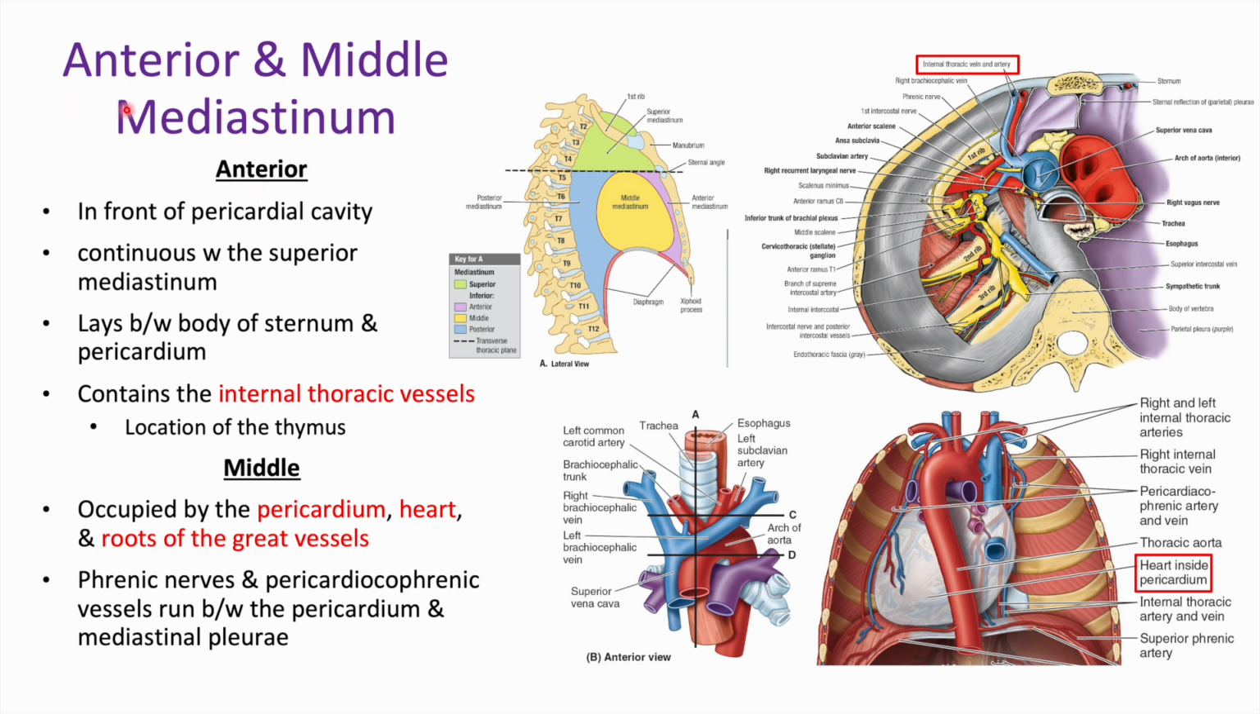Next, let's look at the anterior and middle mediastinum. Anterior is going to be purple here. Middle is going to be the yellow. Anteriorly, this is going to be in front of our pericardial cavity. Our middle is essentially going to be formed by the heart and some other stuff. And anterior to that, we have our anterior mediastinum.